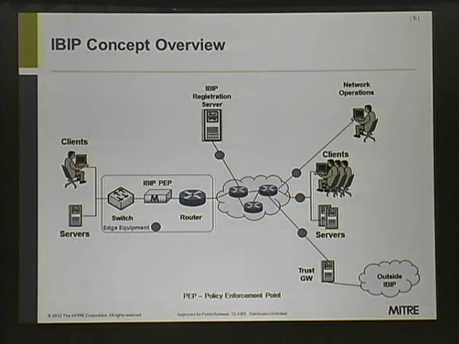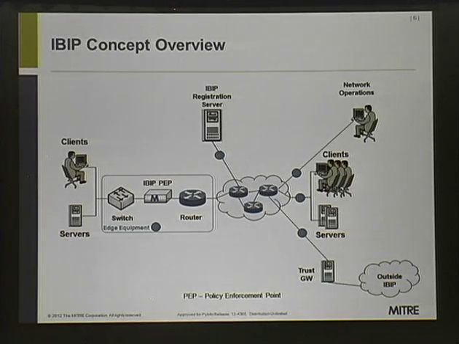So I'm going to go over the architectural concepts involved in operating the network. Architectural concepts involve distinguishing between clients, servers, and infrastructure devices, and between IBIP endpoints either within the local enclaves or on remote networks or remote enclaves, and those that sit outside of IBIP, which are reachable via the trust gateway.